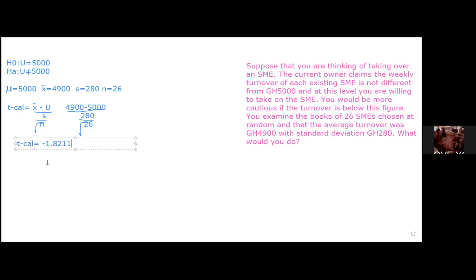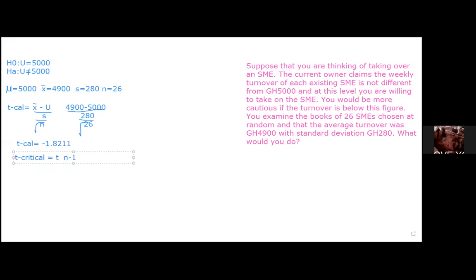Next, we look for the T critical. T critical is equal to T alpha, N minus one.